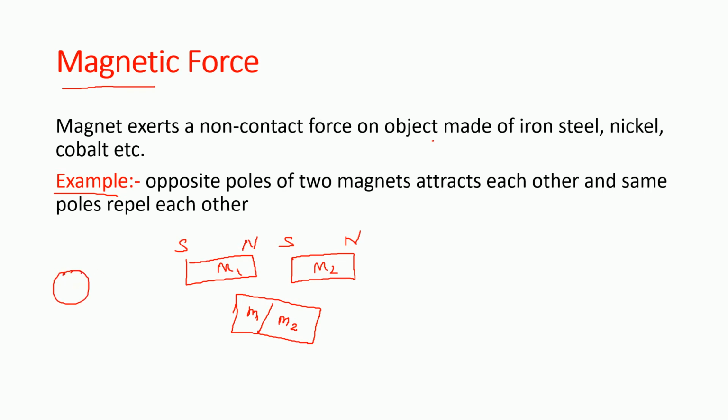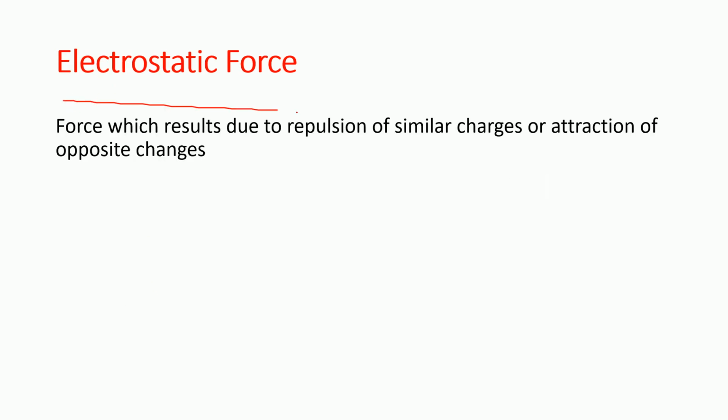If we have an object with a steel body, steel, and here we have a magnet, then there will be a magnetic flux of this magnet and it will attract the steel ball towards it. After that, electrostatic force. What is meant by electrostatic force? The force which results due to the repulsion of same charges or attraction of opposite charges is known as electrostatic force.